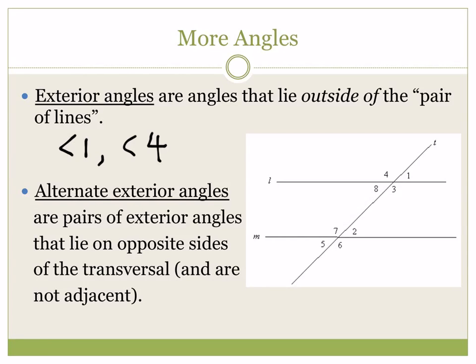We can also talk about alternate exterior angles, just like we talked about alternate interior angles. They have to be non-adjacent, so they have to be not next to each other, and they have to be on the opposite side of the transversal. So if I started with angle 1, what would be the alternate exterior angle? It would be 5. And what would be the other pair? 4 and 6. Okay, is everybody good with that? So visually we're talking about these 2 objects here.